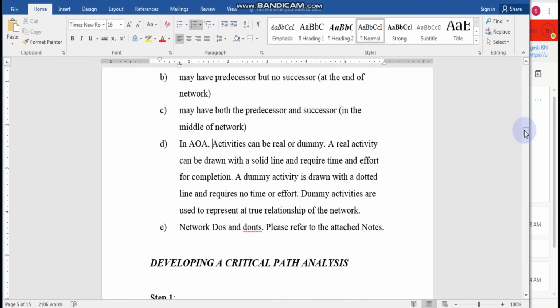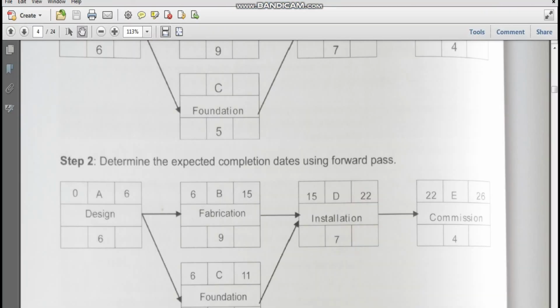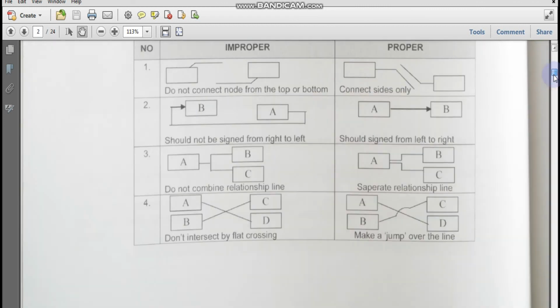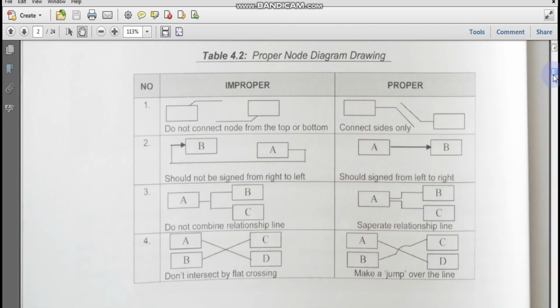There are some network do's and don'ts that you have to look into. This is going to be in the PDF notes that I have also given out. When you do a proper arrow diagramming method or node diagramming method, you don't take a line out from the top and bring it down from the bottom. You always join at the end and at the beginning. And you don't go backwards. It always goes left to right, never right to left. So you don't jump like that.